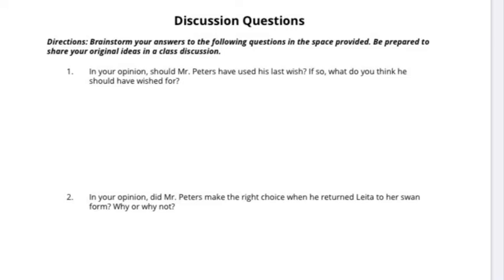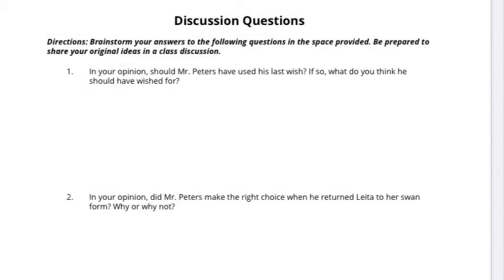Your first answer should say either, yes, I think Mr. Peters should have used his last wish, or no, I don't think he should have. Either way, you need to tell why. So yes, I think he should have used his last wish because, or no, I don't think he should have used his last wish because. And then if you think he should have, you need to tell what you think he should have wished for.